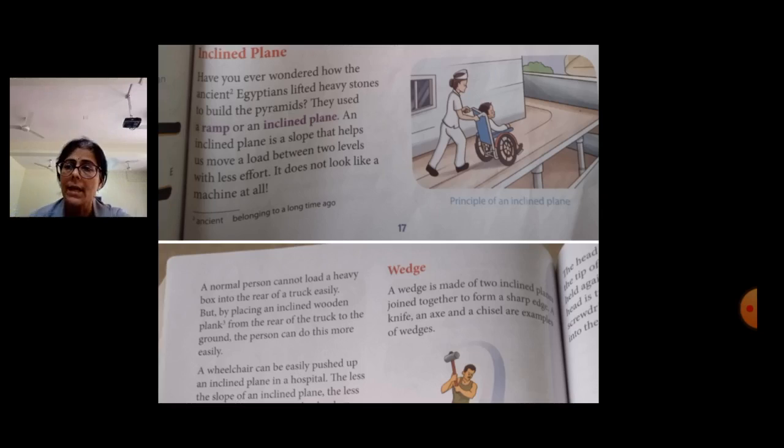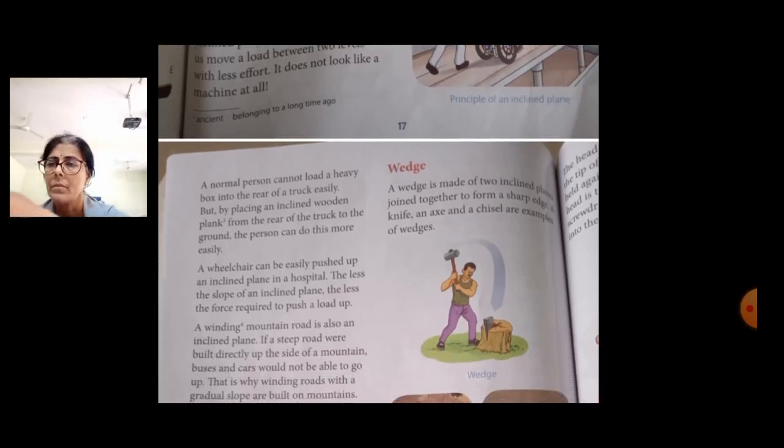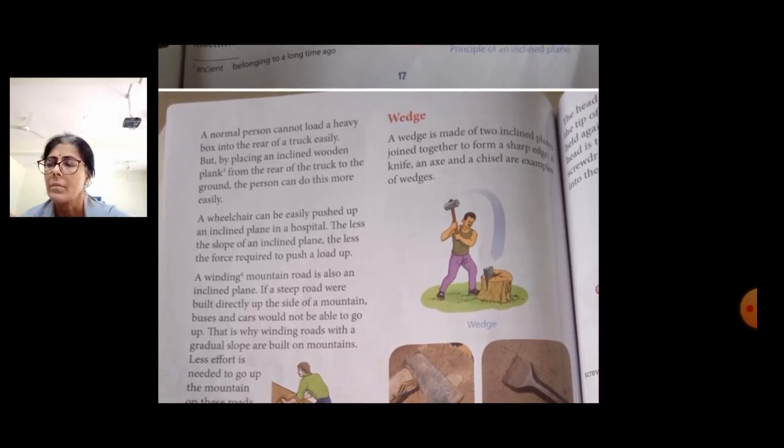With very little effort, the inclined plane helps us move the load. It does not look like a machine at all. A normal person cannot load a heavy box into the rear of a truck easily.